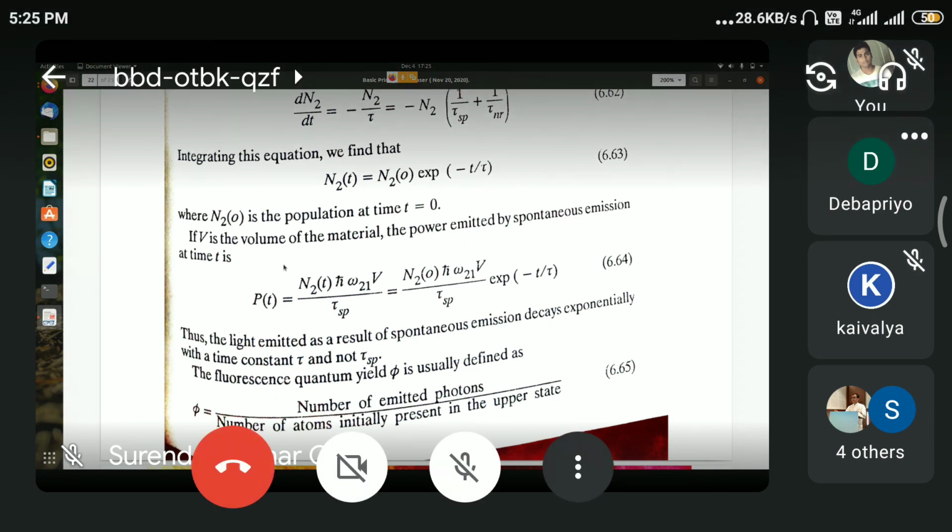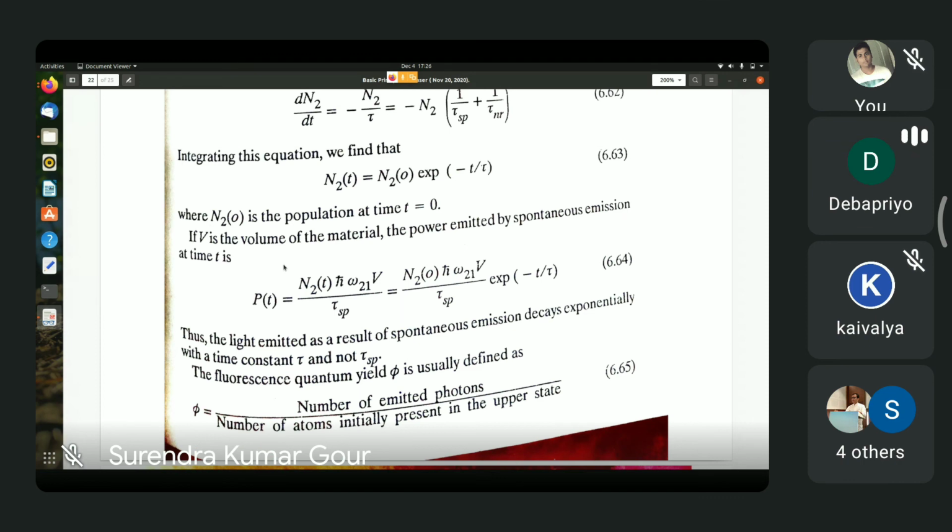and you find phi, and tau sp, then you can find out tau. And if you find out tau, you can find out tau nr. So the importance of this expression from the experimental point of view is that finding out phi and tau sp will give you the value of tau nr, the mean life for non-radiative transition.